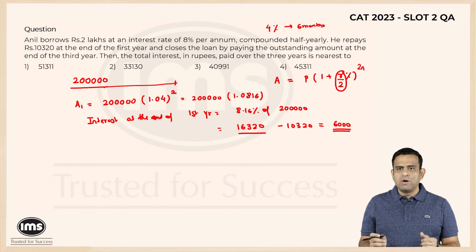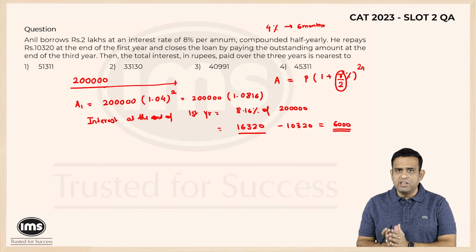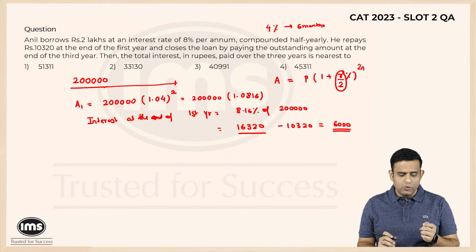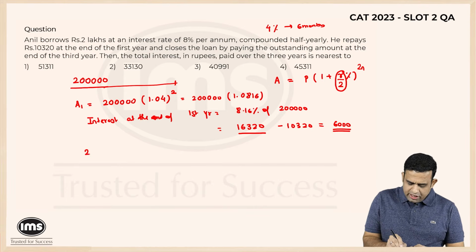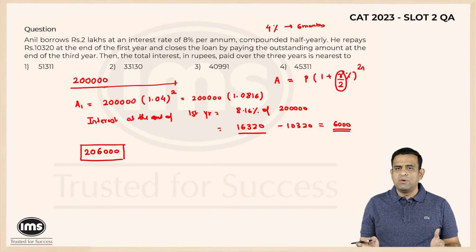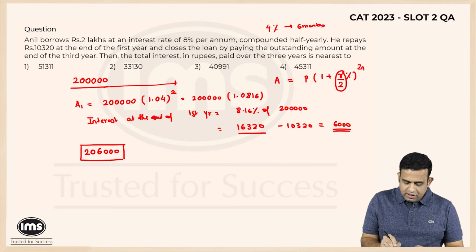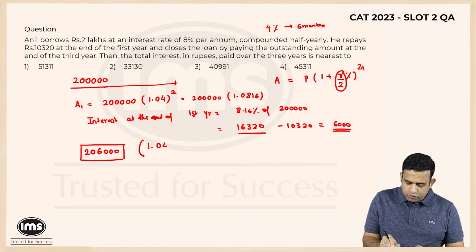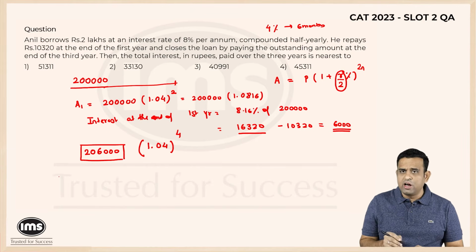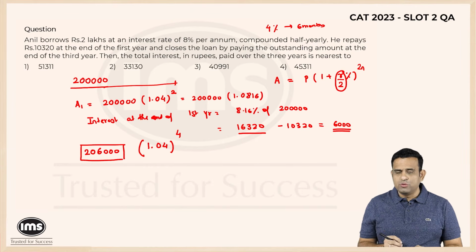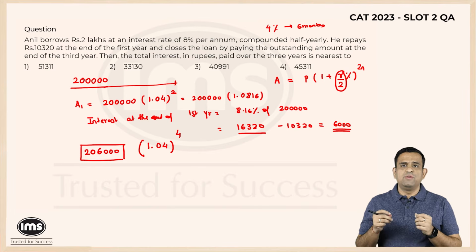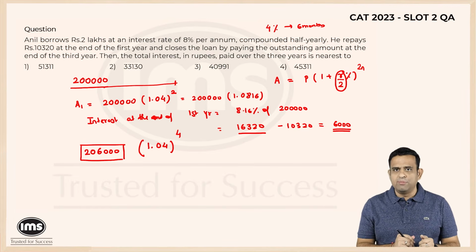So my overall due amount is 2 lakh plus this 6,000 at the end of the first year, after my first payment of 10,320. So the amount due at the end of the first year after the payment becomes 206,000. Then the entire outstanding amount is going to be paid at the end of the third year. From the first year to the third year, since we have a 2-year period, the amount due would be 1.04 raised to 4. Now, this is slightly on the difficult side, definitely a question where you would want to use the help of a calculator.